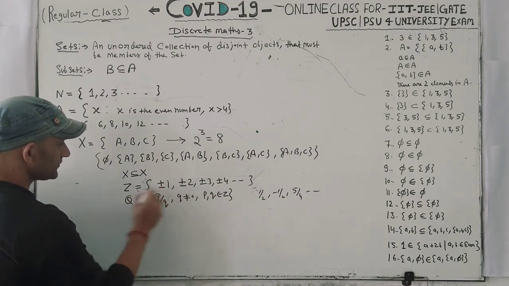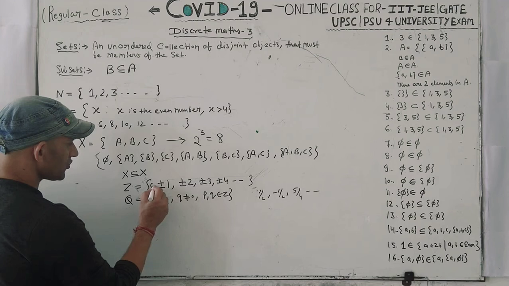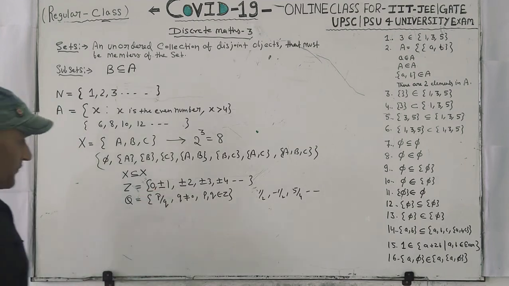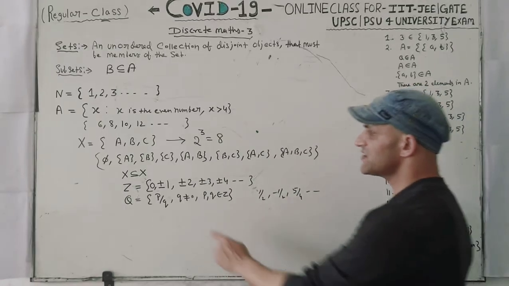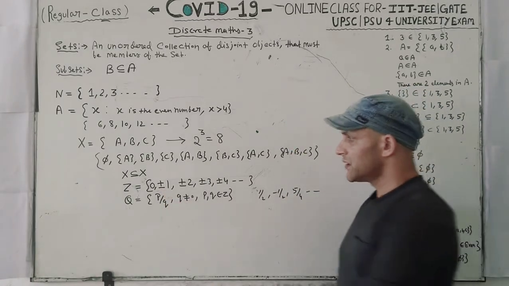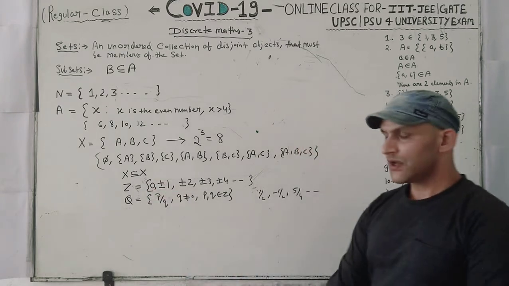So in the integers, 0 will also come. Generally we start from 1, but 0 is also in the integers.